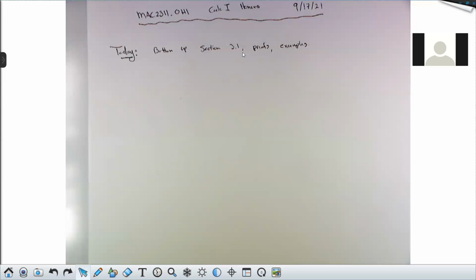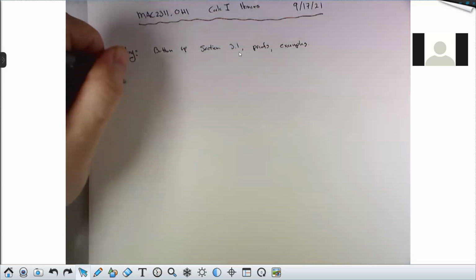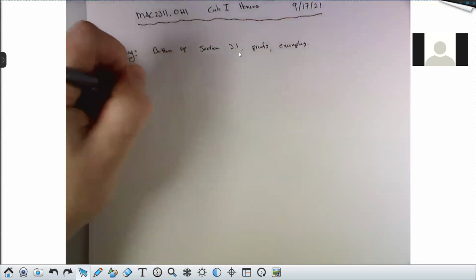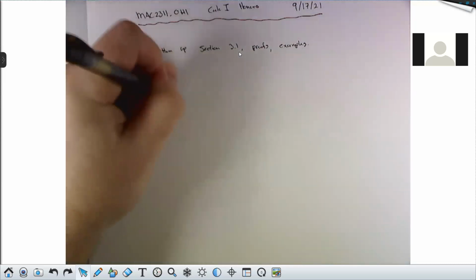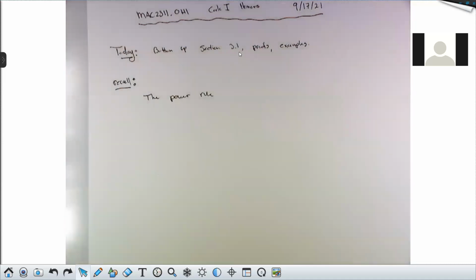The proof of the power rule we went over, and we went over it pretty carefully. I feel like you guys are probably in a comfortable place with the power rule. So let me just remind you what we have so far. We have the power rule, which tells us how to differentiate a power function.